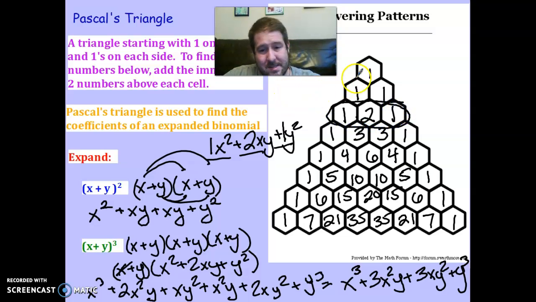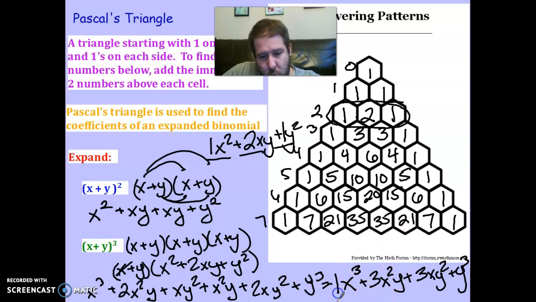Now, you're probably wondering why I said second row. Think of the top as the 0th row. This is the first row, second row, third row, fourth row, fifth row, sixth row, seventh row. Because anything to the second power, so it's like 0, 1, 2. So it's actually going to be 3. It's always going to be 1 more than whatever the exponent is.